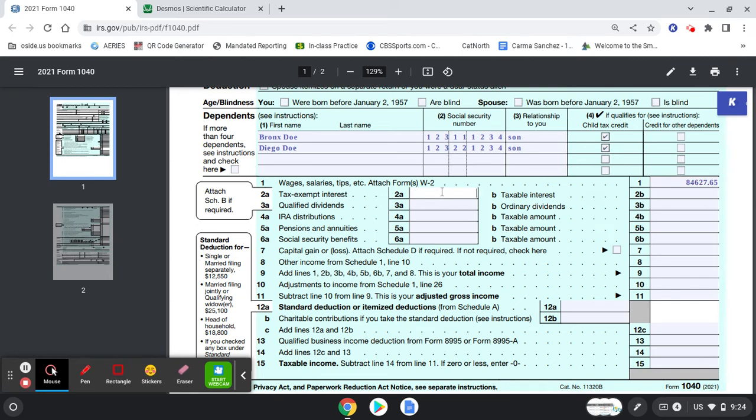Okay, we don't get any of these other interests. Remember, you can put zeros or just leave them blank. When am I going to start getting these interests? When I retire, maybe. Long time away. Do I have any capital gains or losses? No, I didn't sell any properties or earn any money. No other income. Add up all those lines.